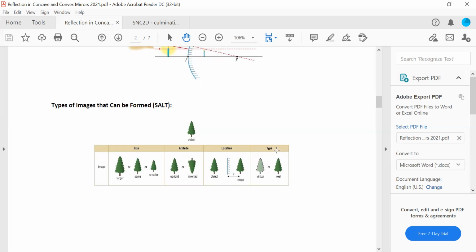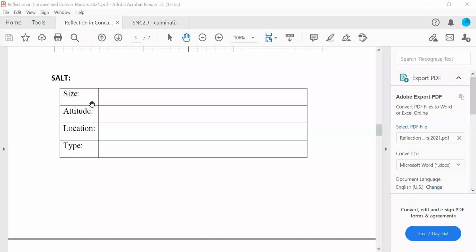The type is a weird one. If the image and the object are on the same side, and you might want to write this on your handout, if the image and the object are on the same side of the mirror, it's a real image. If the image and the object are on opposite sides of the mirror, it is a virtual image. So when you're filling out this chart here, focus on the image that is formed and compare it to the object. So I'm just going to go back to the website here for a second.